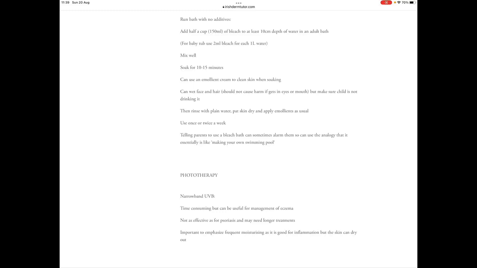You can use just a general emollient cream to clean the skin when they're soaking. And it's okay to let them wet the face and hair. It shouldn't really cause harm to the eyes or the mouth, but just make sure the child's not drinking it. And then at the end you rinse it with plain water and pat the skin dry and apply emollients as you usually would. And you can use this once or twice a week.